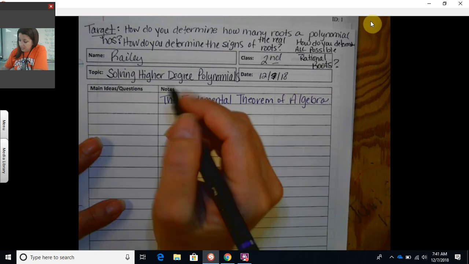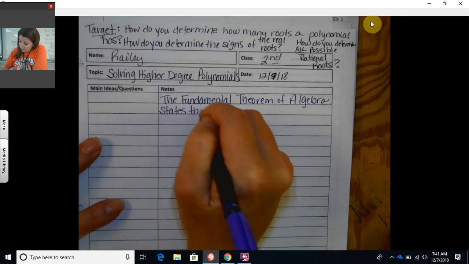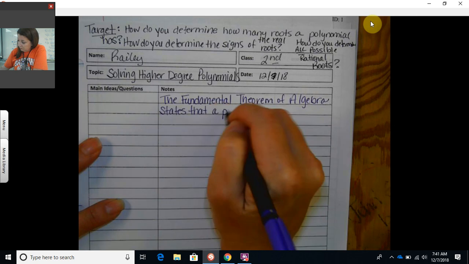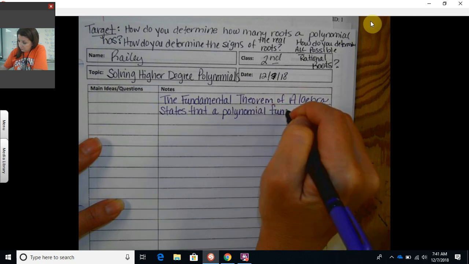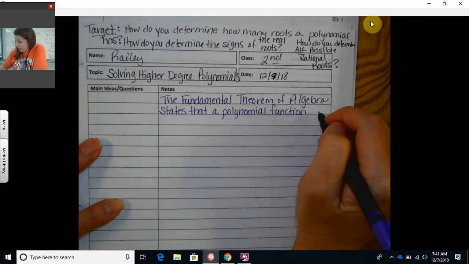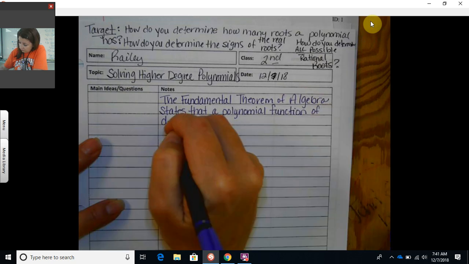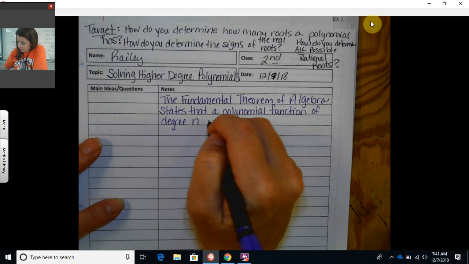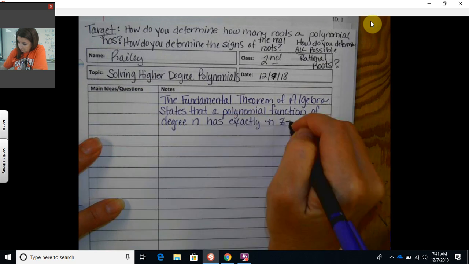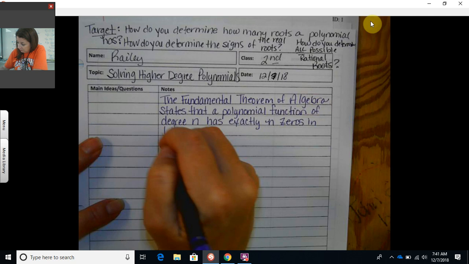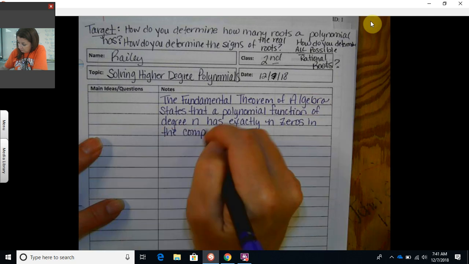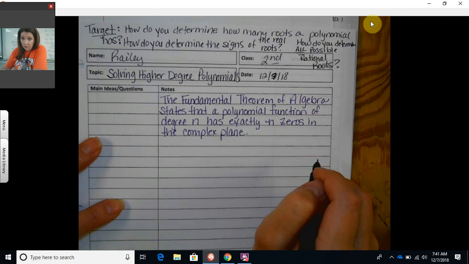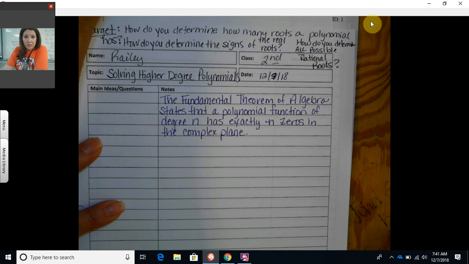So the fundamental theorem of algebra states that a polynomial function of degree n has exactly n zeros in the complex plane. Which we've talked about before, I just didn't tell you the name of the theorem.